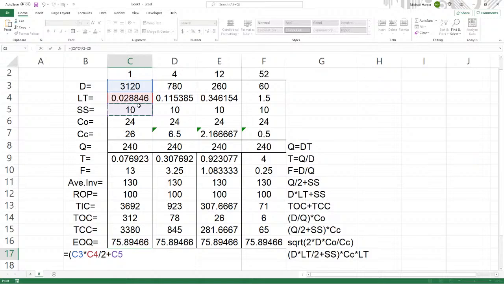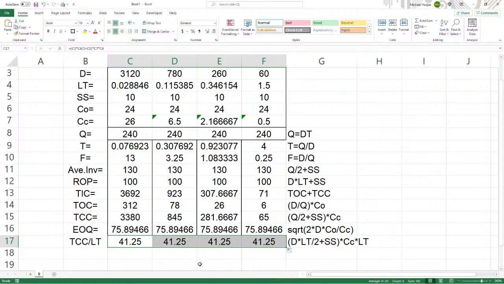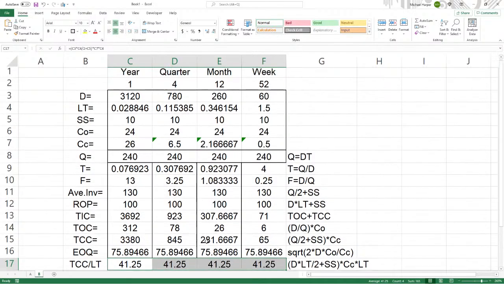So we have that times our carrying cost. This is carrying cost per year, but we want to multiply by our lead time, only over that amount of time. Okay, and notice it's the same. There it is. So that's how you do that problem.